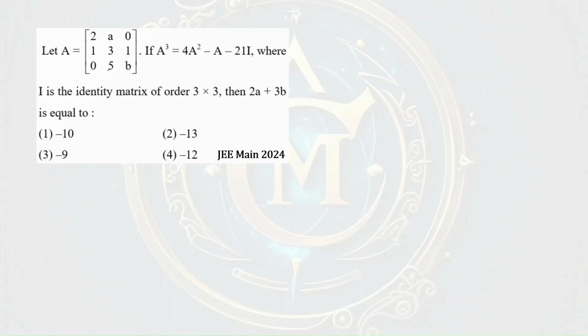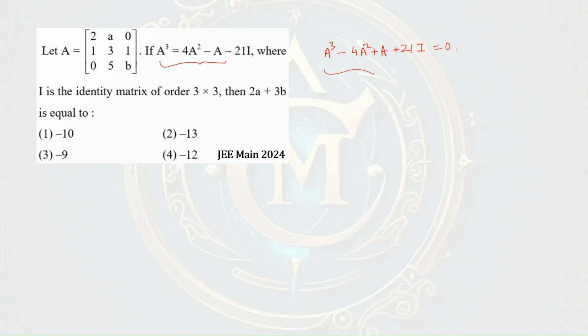Let A be this matrix. If A cube equal to 4A square minus A minus 21I, where I is the identity matrix of order 3 by 3, then 2A plus 3B is equal to, and 4 options are given. This question was asked in JEE Main 2024. Now here, this is the matrix polynomial given. So here the polynomial is A cube minus 4A square plus A plus 21I equal to 0.